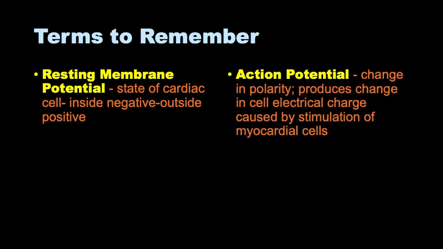The next term is action potential. This term can be confusing because of the word potential. We're actually talking here about that potential being activated or acted upon. This represents a change in polarity, a shift of the electrical charge. This is how cardiac impulses originate and also how they pass from cell to cell to produce conduction and to produce contractions.